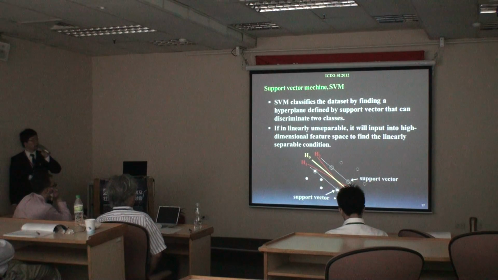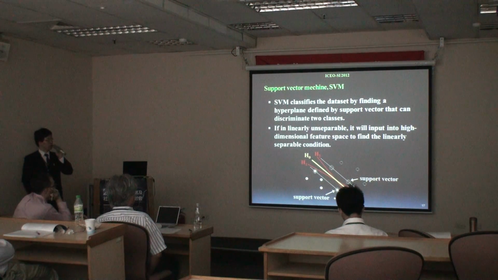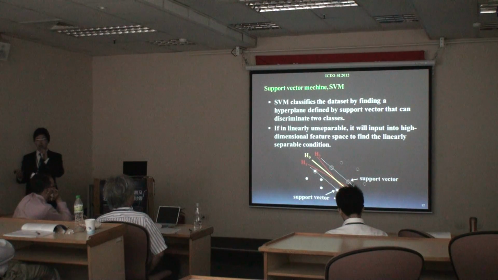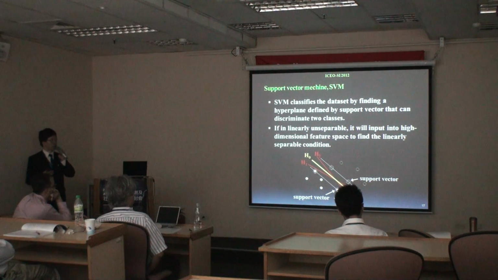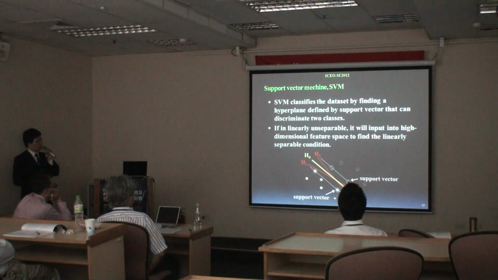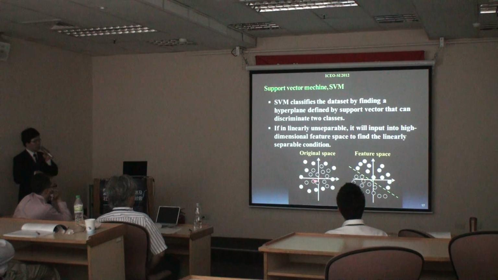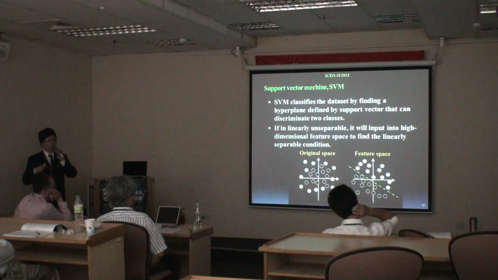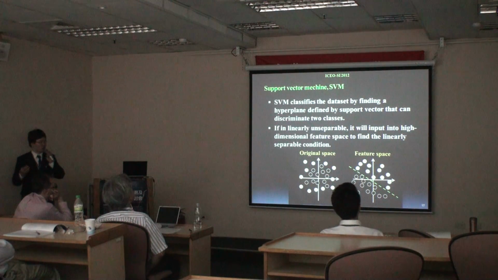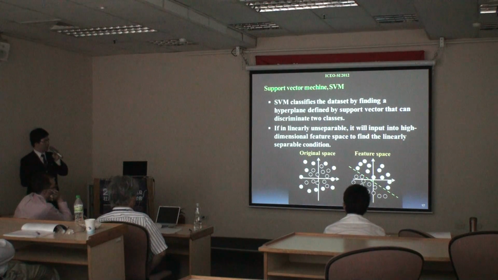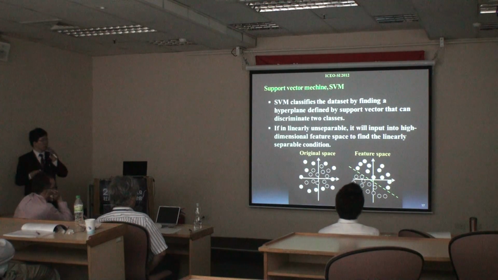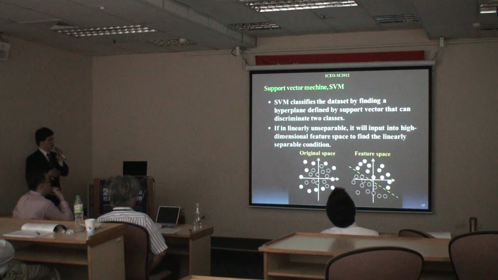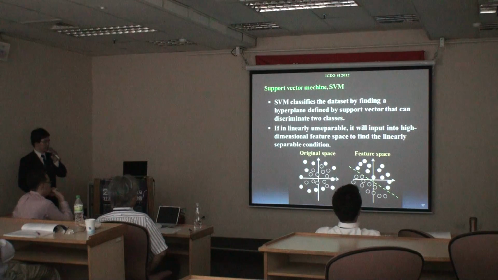The third one is SVM. It classifies the data by finding a hyperplane that can discriminate two classes most significantly. If they cannot be split linearly, they will be projected into a high-dimensional virtual space to find a new linear condition to split the two classes.